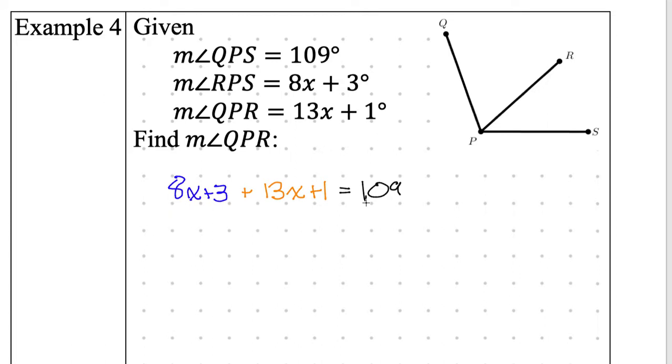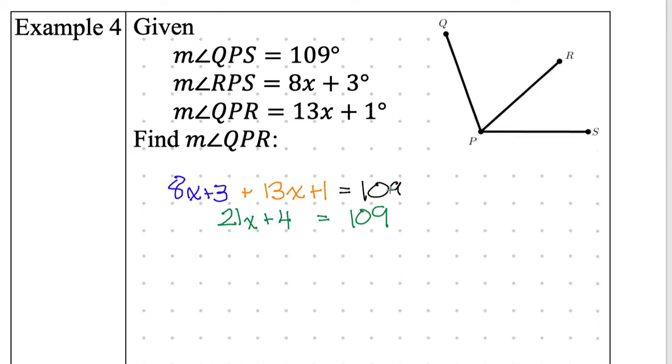All right, is there someone that can combine like terms for the expression on the left? Go for it, Jessica. Equals 109. Thank you, Jessica. Jennifer's on the XP train. Next, I'm going to do what? What is the next step?